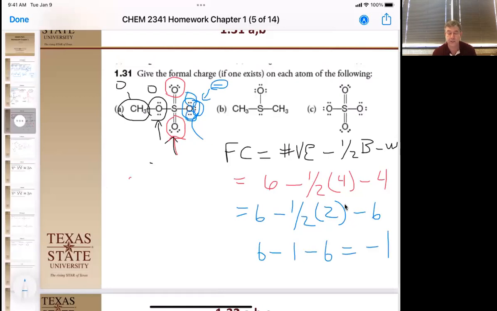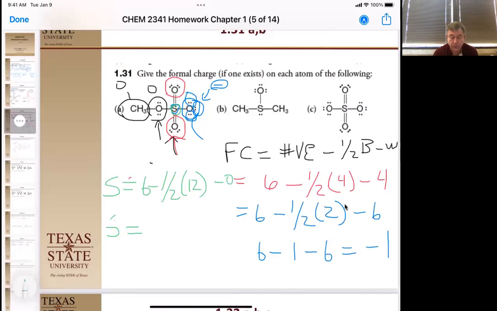So let's figure out what's on the sulfur, because the sulfur is here in the middle. Sulfur is in group 6A, so 6A is telling us we have 6 electrons coming in. So we have 1, 2, 3, 4, 5, 6 bonds. So sulfur is 6 minus 1/2 of 12, because we had 6 bonds, each of those bonds is 2 electrons, minus 0 unpaired electrons.